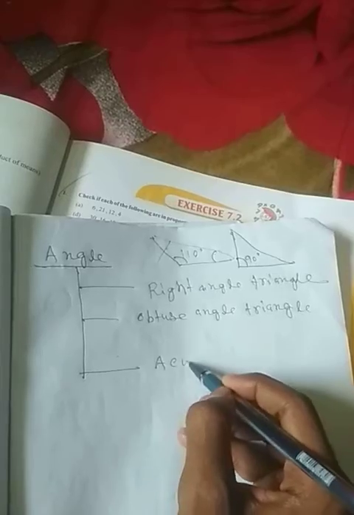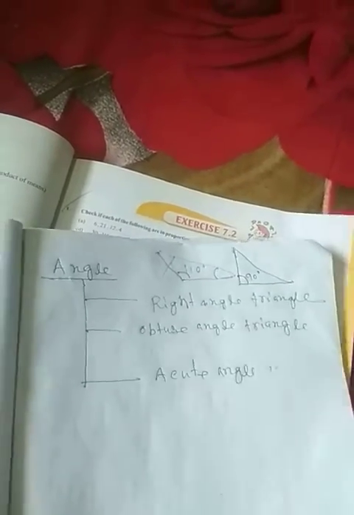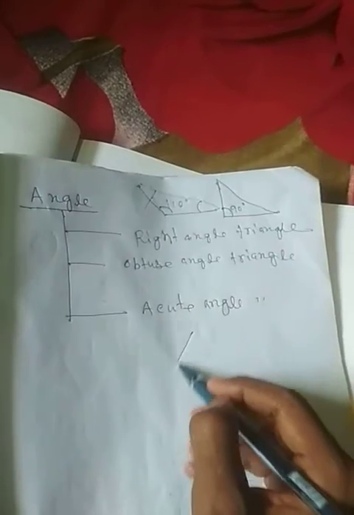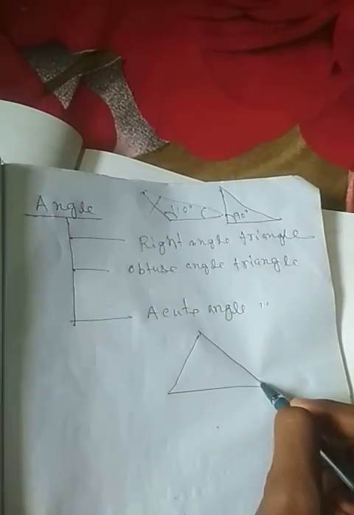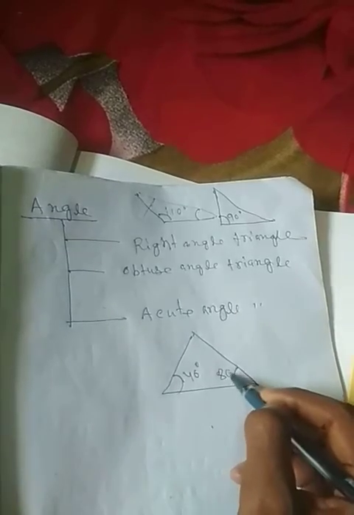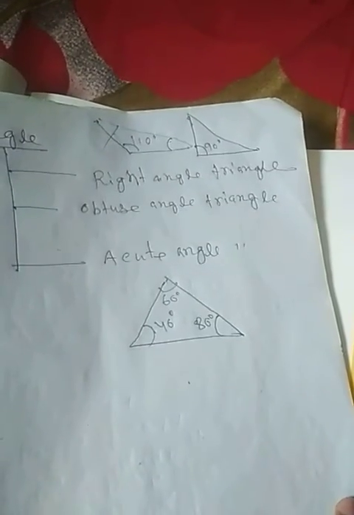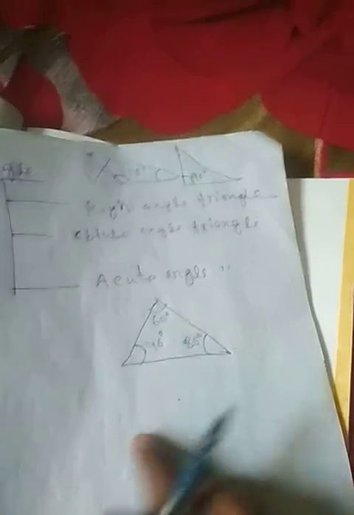Acute angle triangle. Acute angle triangle means all angles have to be less than 90 degrees. Like this is 40, this is 80, this is 60. All angles are less than 90 degrees, so this is an acute angle triangle.